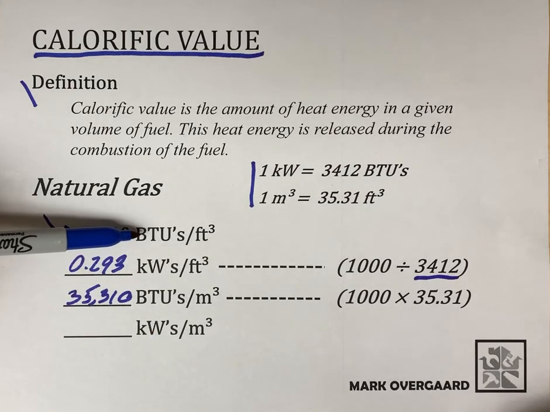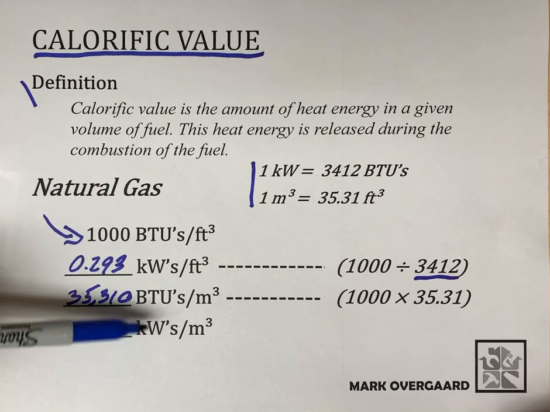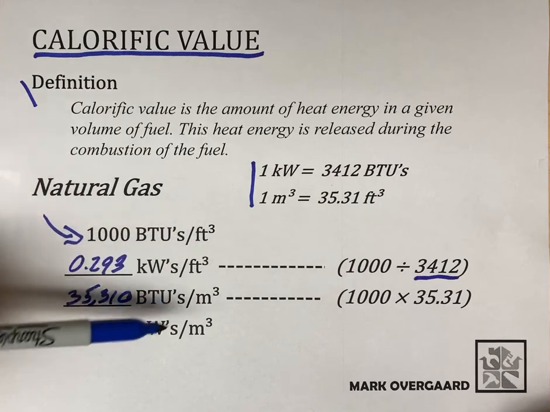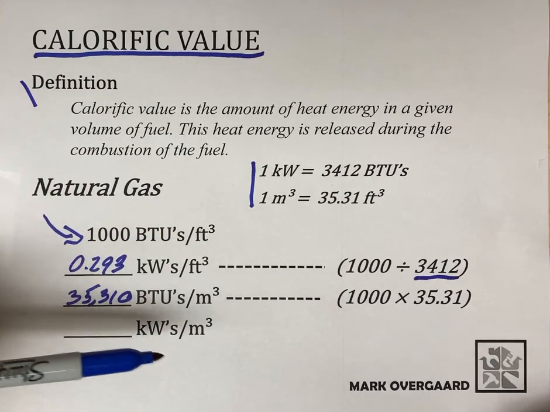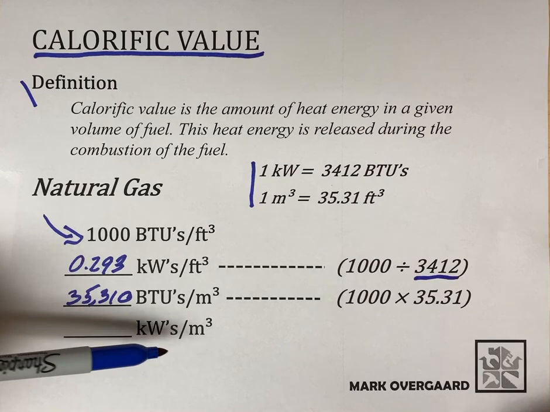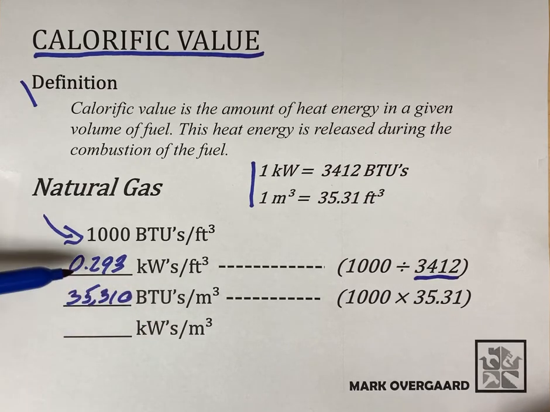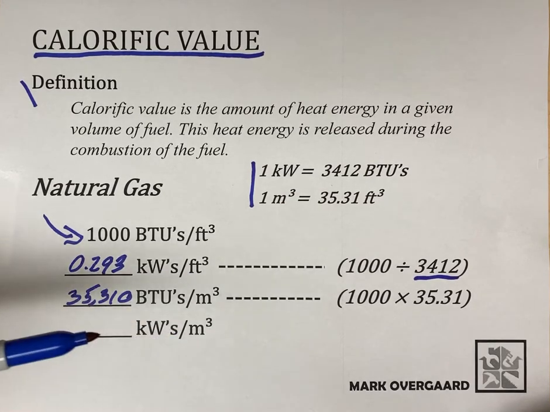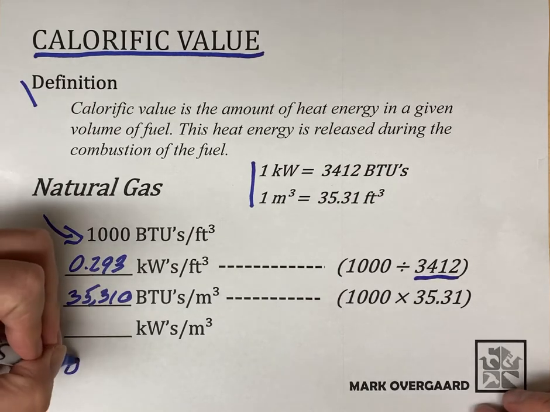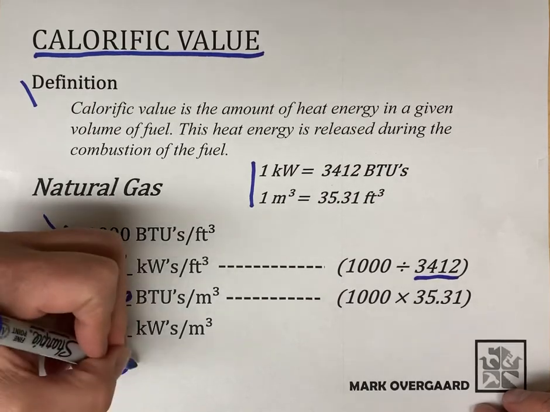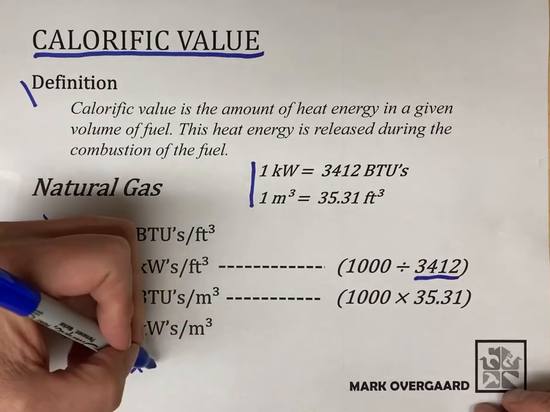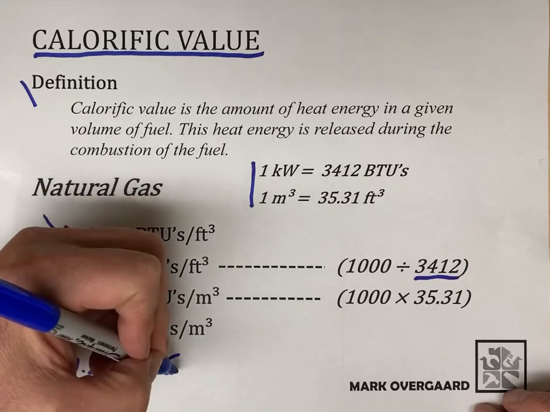If we were to go from way up here, 1,000 BTUs to kilowatts, we're changing the heat energy. And 1,000 BTUs per cubic foot to how many kilowatts per cubic meter, we're also changing the volume. We're doing both. Now, we can do a cheap and easy method. We already know this guy, 0.293 kilowatts per cubic foot. How many kilowatts per cubic meter is that? Well, we'd take the 0.293 and multiply it, cubic feet to cubic meter, small to big, by 35.31.